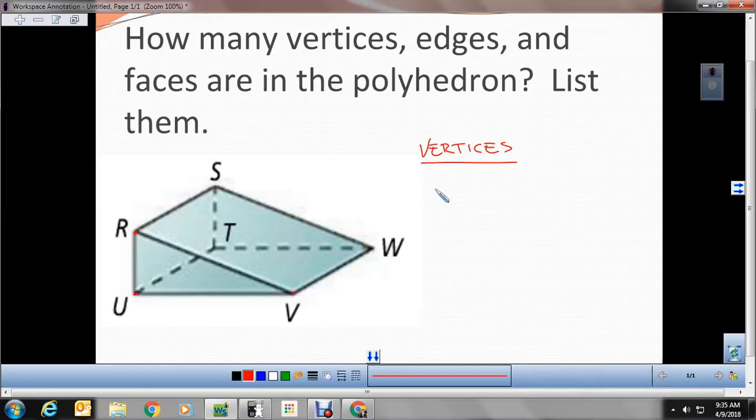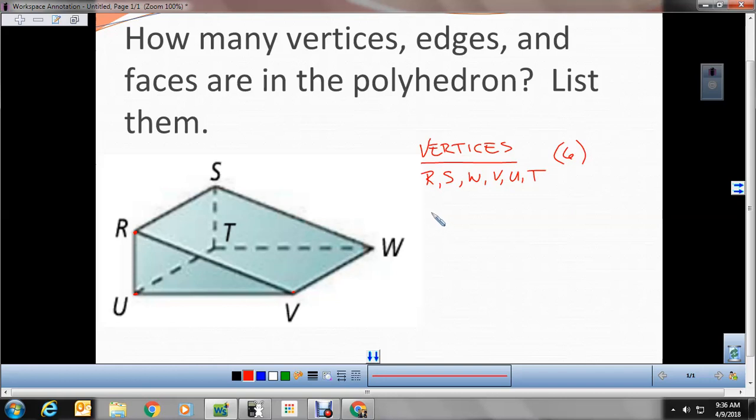So we have R. I'll do the top here, R, S, W, and V. Then we have U and T. So how many do we have here? We should have a total of 6. So we have 6 vertices.